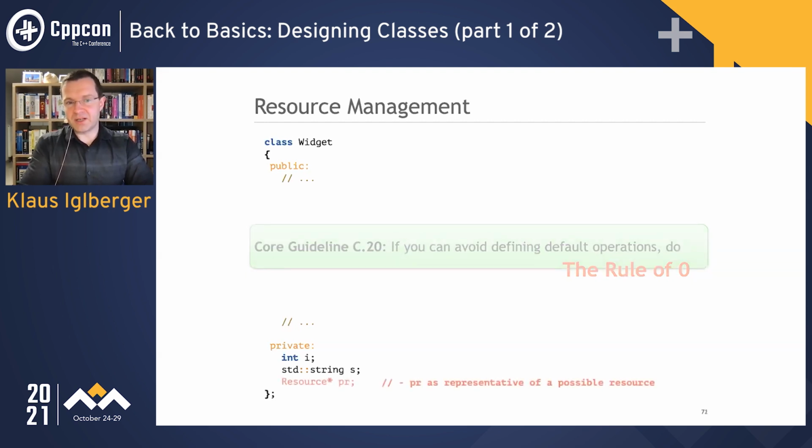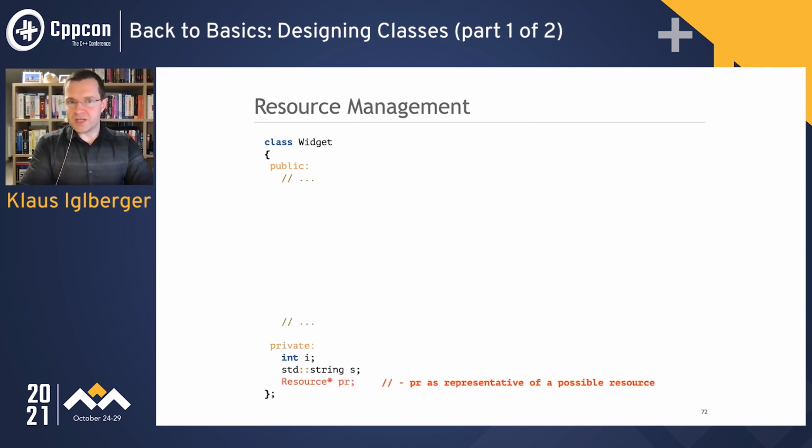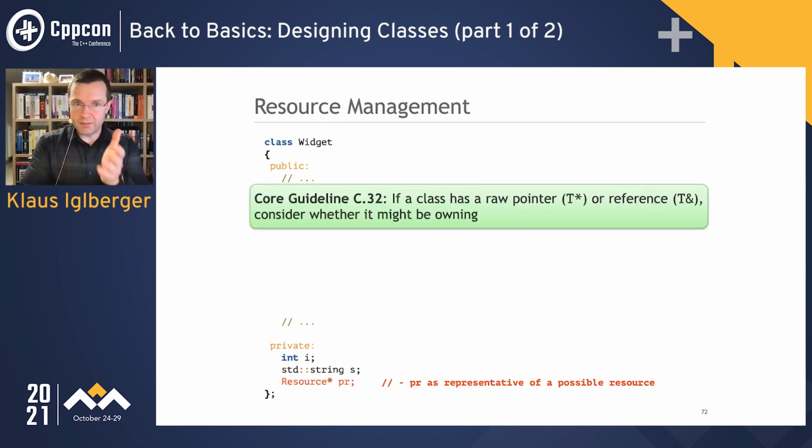But of course, sometimes it might not. And so I add a third data member, which is now a pointer. That's also a fundamental type, but I now see this as a representative of some kind of resource, some kind of responsibility. And of course, this is now a pointer that we have to think about. The first question is the one that C.32 raises: if a class has a raw pointer or reference, consider whether it might be owning. If it's not an owning pointer, actually fine, we can stick to the rule of zero. Everything's nice. But if this is an owning pointer, life suddenly becomes more difficult.